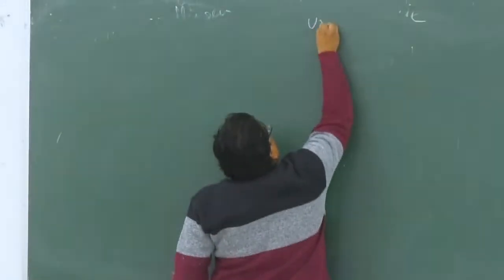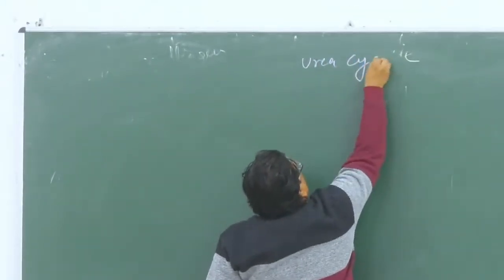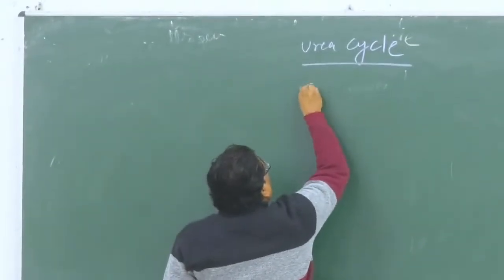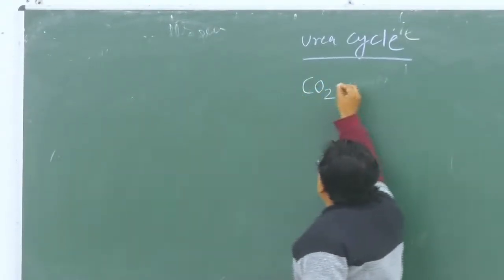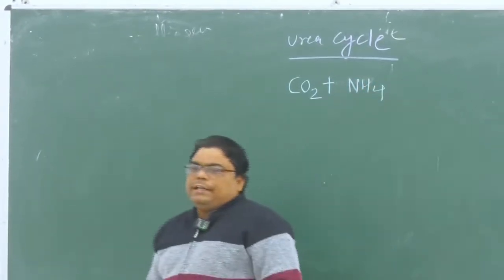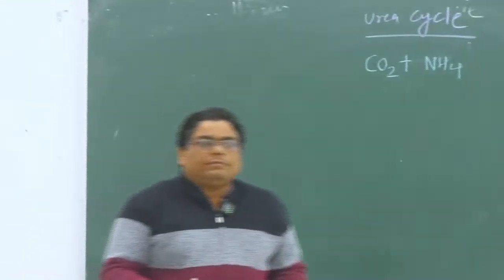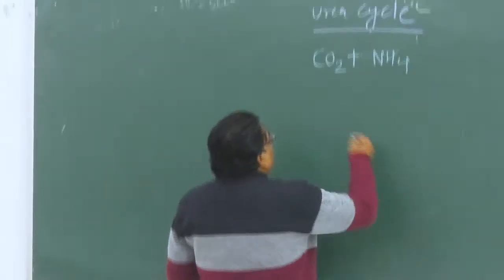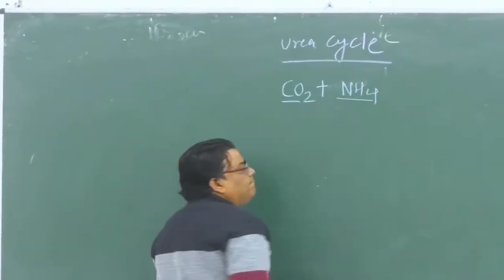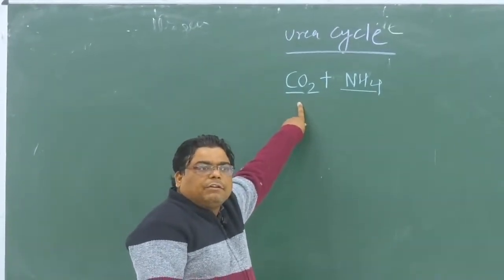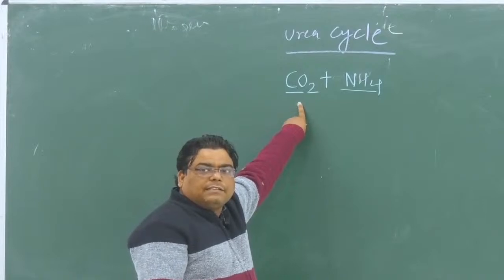So first, in the first step of the urea cycle, CO2 combines with ammonia. Because what is the urea cycle? The urea cycle is the disposal of ammonia. So these first condense with each other. How does the CO2 come? From which cycle? Because we already discussed this in class, I will just repeat it.